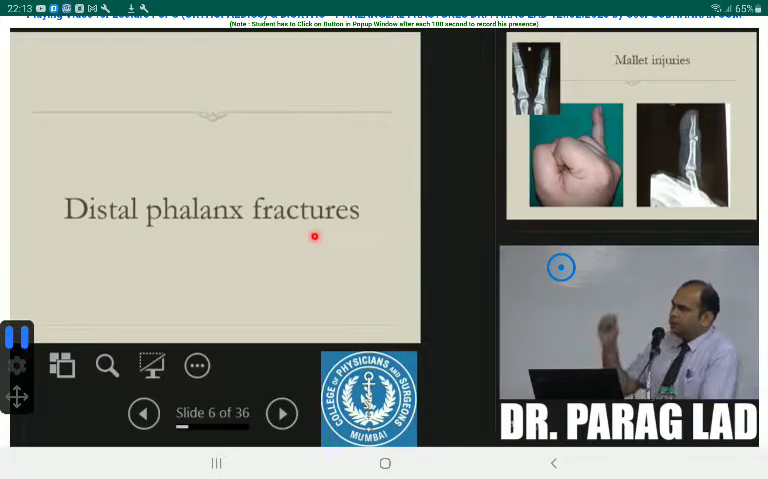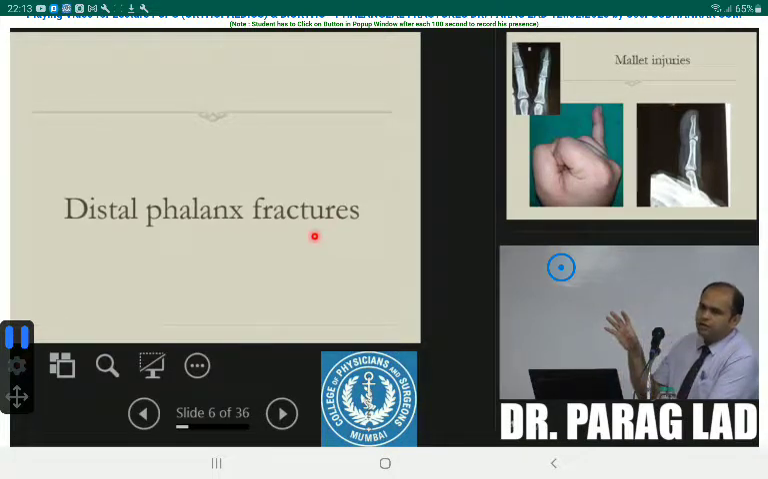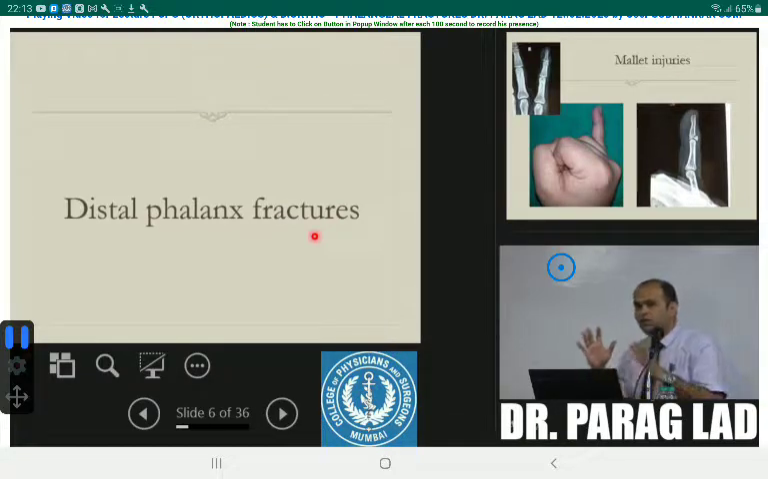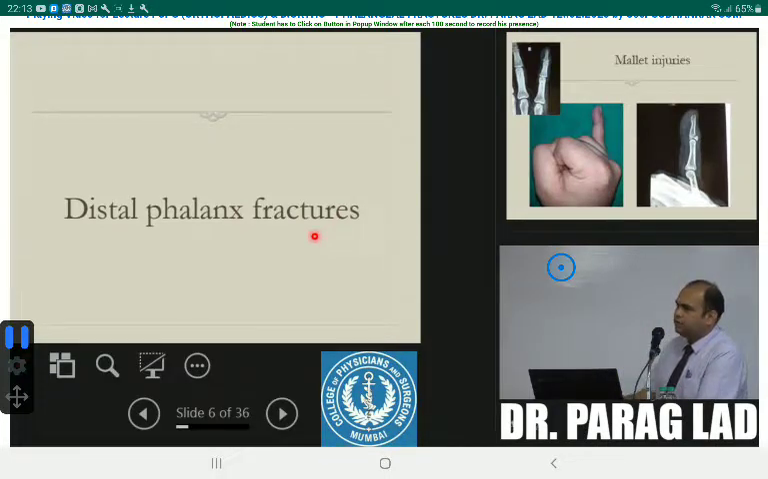Do you remember the most common mechanism of getting hand fractures? It is cricket ball injury. Don't forget, because hand and face are the only two exposed structures of your human body. So it is very easy to get injured. Okay. So cricket ball, domestic accidents, vehicular accidents. These are the most common problems.